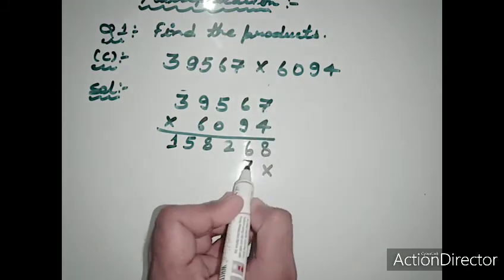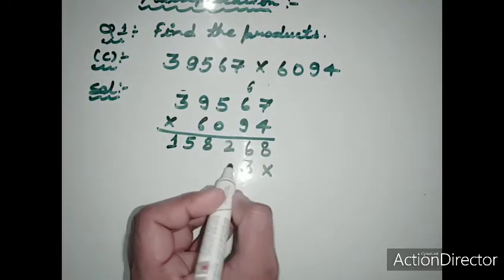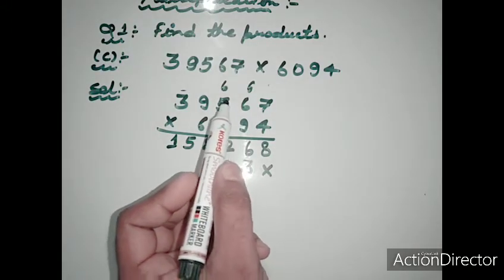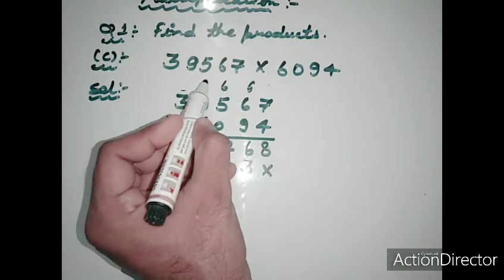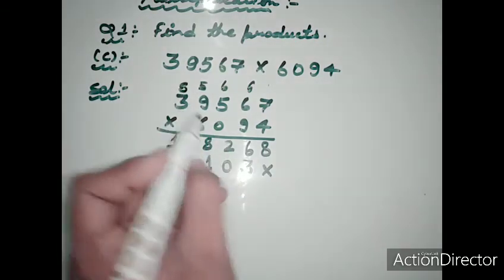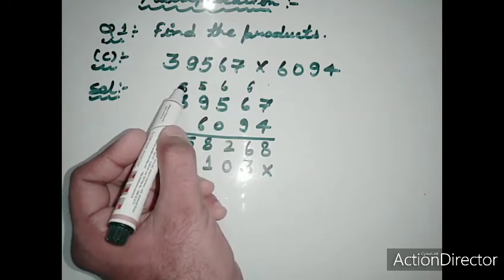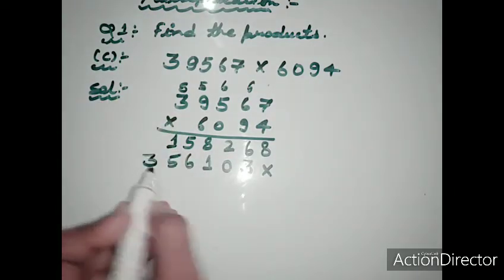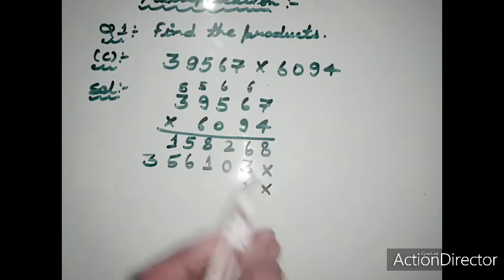9 7s are 63, 3 and 6 carry here, 9 6s are 54, 54 plus 6 is 60. Then 9 5s are 45, 45 plus 6 is 51, 1 and 5 carry here, 9 9s are 81, 81 plus 5 is 86, 6 and 8 carry here, 9 3s are 27, 27 plus 8 is 35, 5 and 3 carry. Okay, so here we write 35 as it is here. Now we make 2 crosses here, and after that we start with 0.